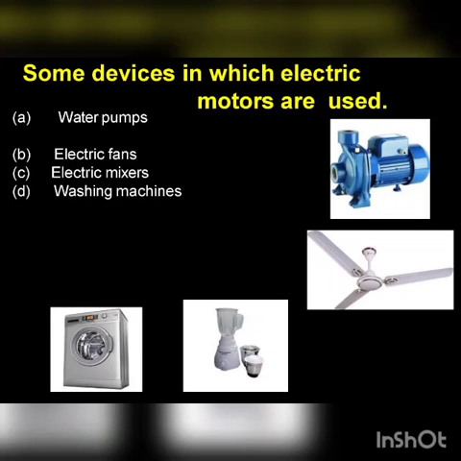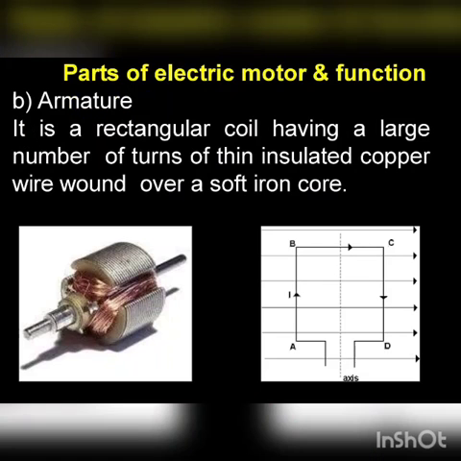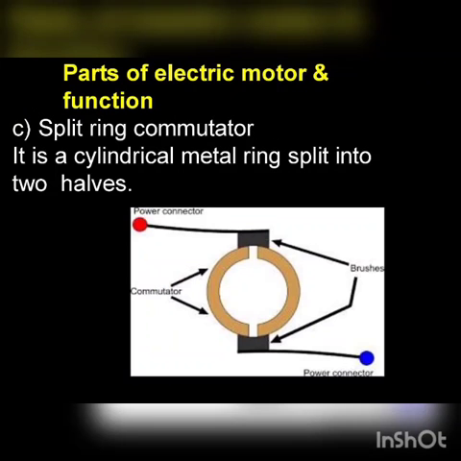Some devices in which electric motors are used: water pumps, electric fans, electric mixers, washing machines. Parts of electric motor and function. Field magnet. It is a strong horseshoe type magnet with concave poles. Armature. It is a rectangular coil having a large number of turns of thin insulated copper wire wound over a soft iron core.